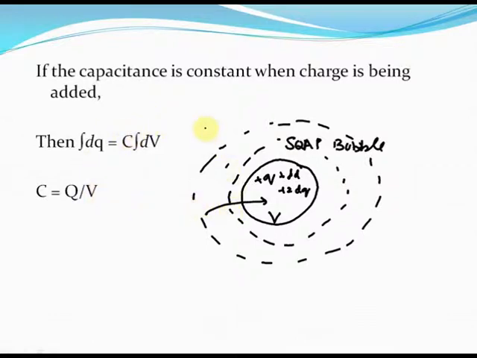So you cannot add charge to a soap bubble without actually increasing its capacitance, because the size of the soap bubble is increasing. So only in the case of a soap bubble you cannot say that C is Q by V, because in that case when you say integral dQ is integral C dV, you cannot take C out of the integral. That's because the capacitance also varies as you keep on adding the charge to the soap bubble. This is the special case of a soap bubble, but in general you can always say that C is Q by V.